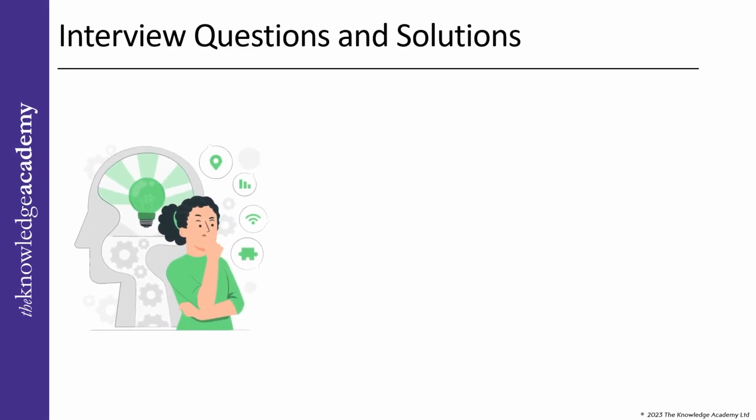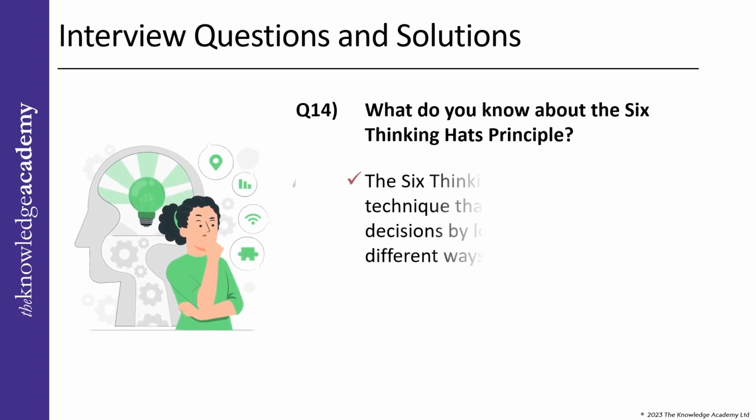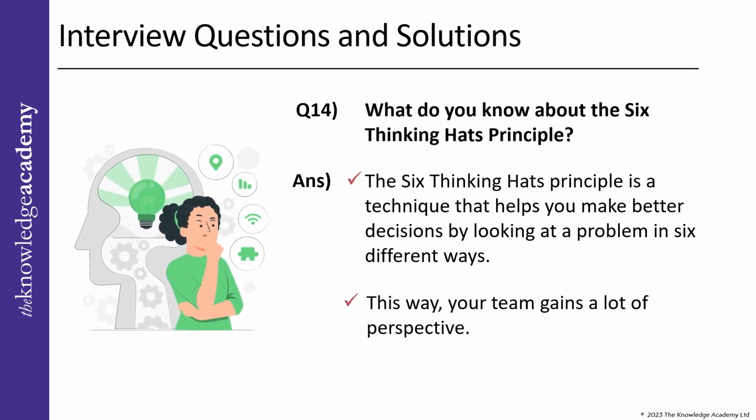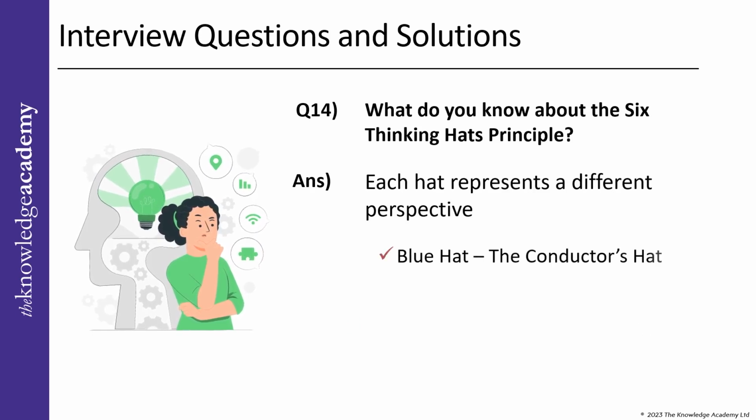Next question. What do you know about the 6 thinking hats principle? Answer. The 6 thinking hats principle is a technique that helps you make better decisions by looking at a problem in 6 different ways. This way, your team gains a lot of perspective. Each hat represents a different perspective. Blue hat, or the conductor's hat. The blue hat is about controlling the way you think or manage the decision-making process. The person with the blue hat reviews summaries and comes up with a conclusion.